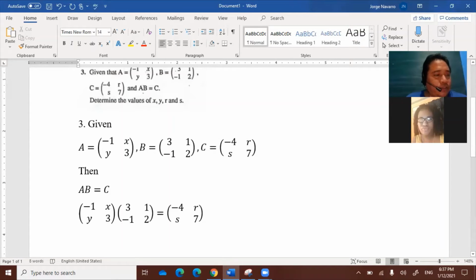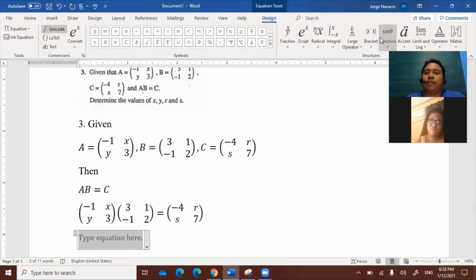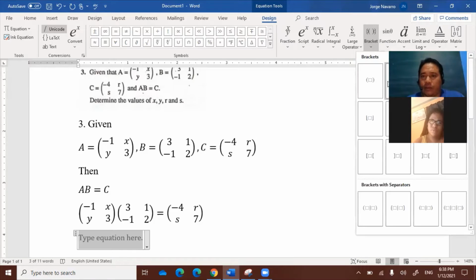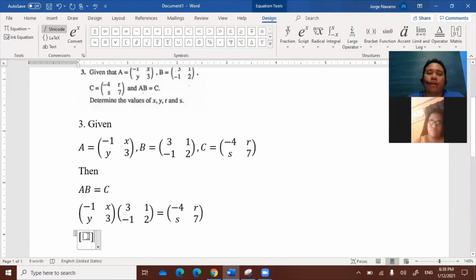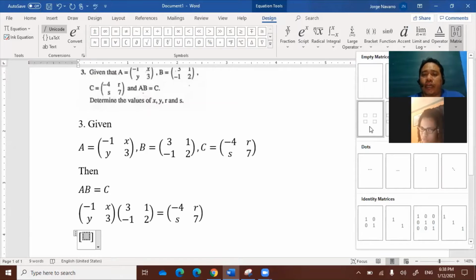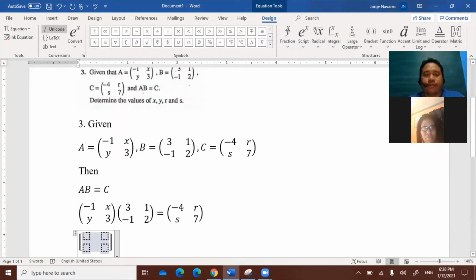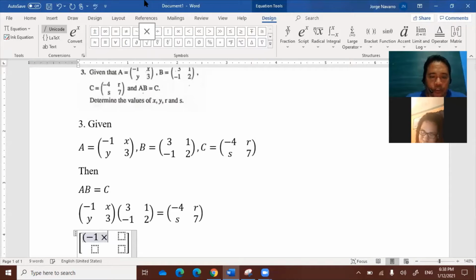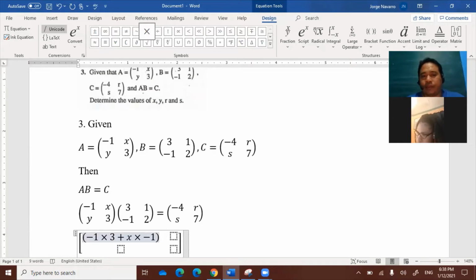Now to the matrix multiplication. The matrix multiplication, of course, is a little bit challenging when we're doing it this way, but it's not impossible. So I go alt equal, and I will click on the bracket, but this time I'm going to use a square bracket. I click on the little box again, go to matrix. Again, there are 4 things that we're going to have there. Remember, it's row by column. So it's -1 times 3 plus x times -1. And that will be our first element.